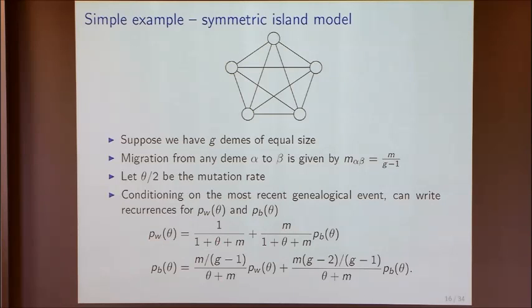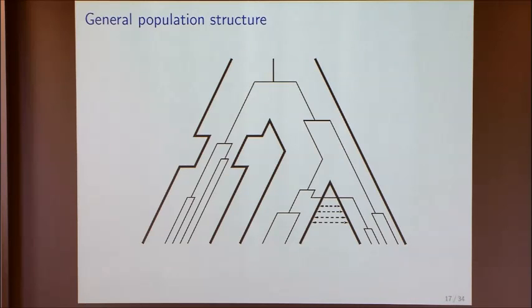And you can solve these recurrences to get explicit values for these probabilities. And then you can compute this FST and other quantities for these simple examples. Okay, so you can also have more complicated demographic models where you incorporate migration and changing population sizes at the same time.